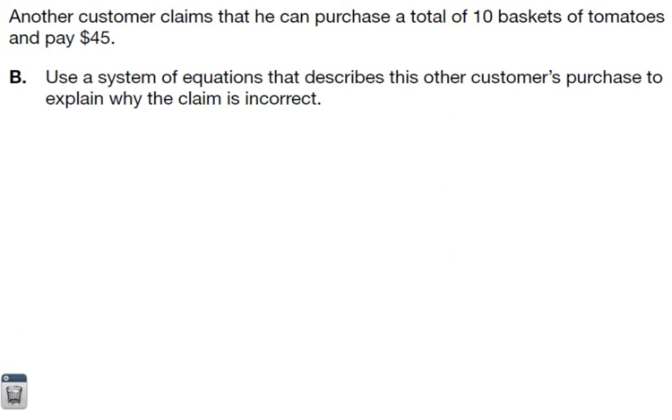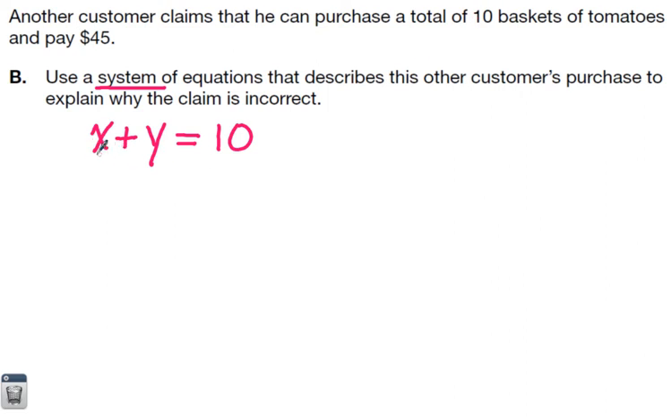Part B, once again, talks about using a system. So a lot of it is going to be very much like Part A. But this time it was another customer that is now purchasing a total of 10 baskets and paying $45. But just like on Part A, the first equation in the system is now going to be x plus y equals 10, because of a different total number of baskets.